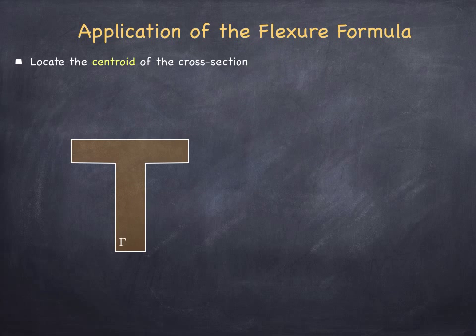In order to apply the flexure formula to a given cross section, the first thing we need to do is to locate the centroid of the cross section, and for that we may have to evaluate the first moments of area, etc. And in the example that I'll give you next, you'll clearly see how that works out. But once we have located the centroid of the cross section, we now know where the neutral plane is, and we know where to put our cross-sectional origin for the y and z axes.